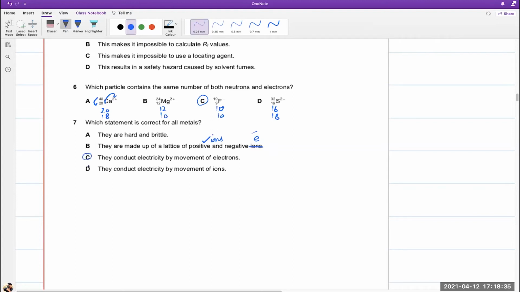Sub metals ye karte hain. Some of them are more reactive, so we don't make them into wires, but still they can do it. They conduct electricity by movement of ions. Actually, this is contradictory. And secondly, they do that if they're molten. In solids, they can't. The ions are fixed in place.